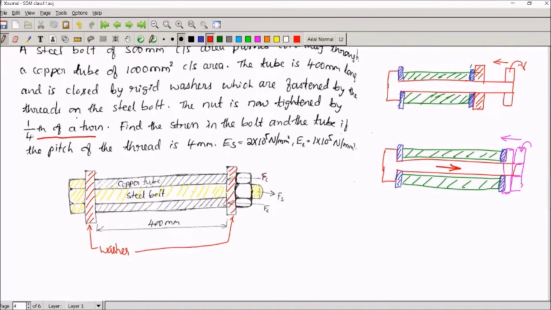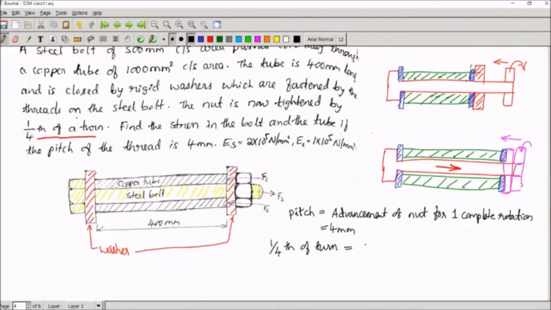The pitch of the thread is given. What do you mean by pitch of the thread? Pitch is the advancement of the nut for one complete revolution. When the threads between the nut and bolt are in engagement, if you turn the nut one complete revolution, how much it moves axially is called pitch. Pitch is given as 4 mm here. How much turn has been given in the question? 1/4 of a turn. So what is the advancement? 1/4 into pitch, so 1 mm is the movement of the nut. So 1 mm is the total movement of the nut.